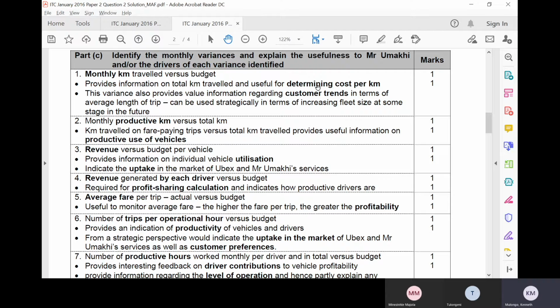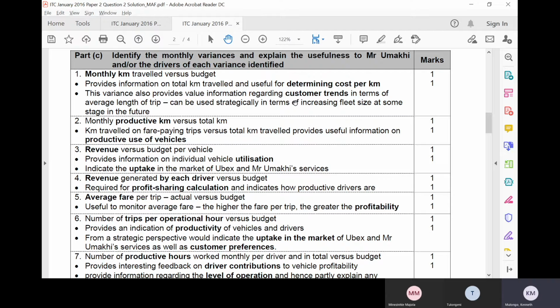So now we could see we calculated the budgeted kilometers was X, and now we actually see that the monthly kilometers was Y. We will see, was our budget accurate? Was our budget too high, or was our budget too low? Now we can update it.